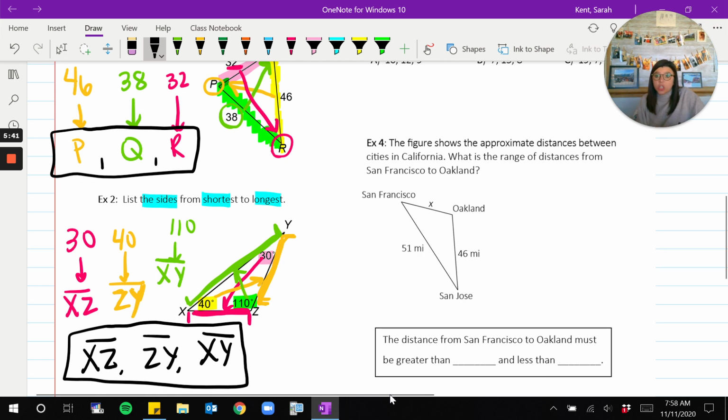So in this one, you're just looking at what you have and then going across to put them in order, either small to big or big to small.